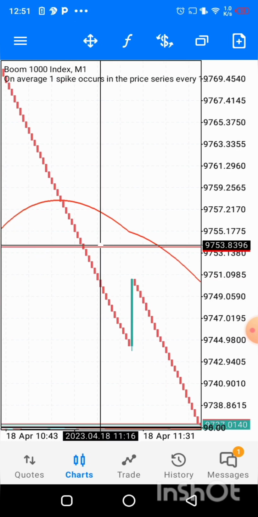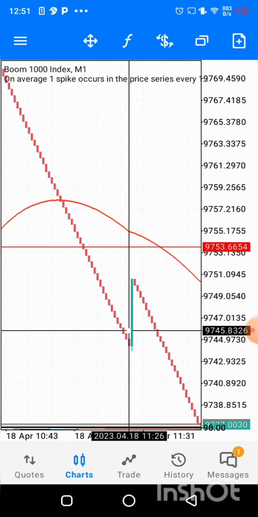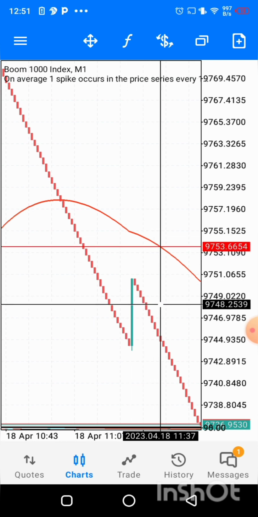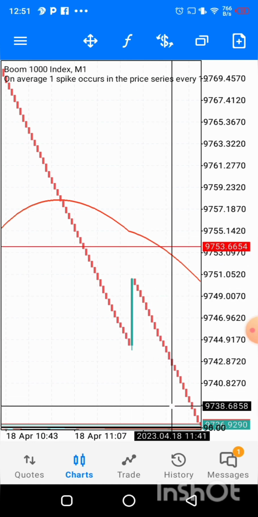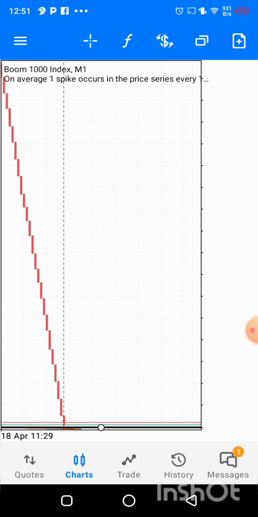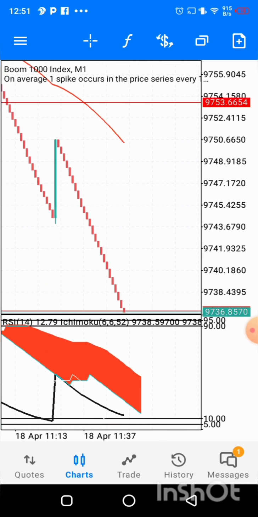You can see the spike we experience here is very, very short. Okay, so we start seeing short spikes and price keeps going down. Okay, so now you bring up your indicator here. So let me quickly show you guys the settings for this indicator.